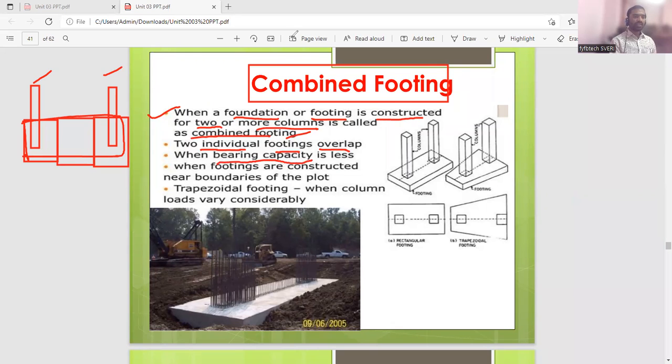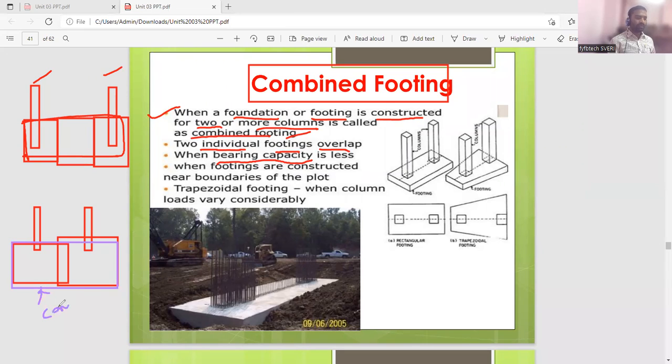Suppose there is one column, and this is the foundation. And here is one more column. Iska ek footing idhar ho gaya, dono overlap ho gaye na. So we are not supposed to provide different foundations. We have to go for one combined footing. Dono ke liye ek hi footing provide karna. So now whatever I have drawn, this is called what?